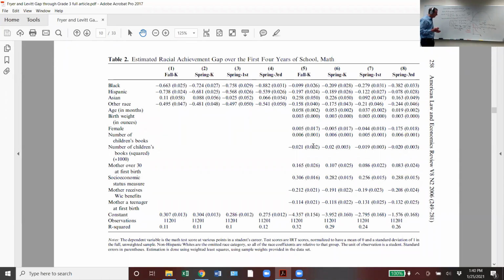But that was with income scaled in tens of thousands of dollars, right? This is income in tens of thousands of dollars. If it were income scaled in dollars.